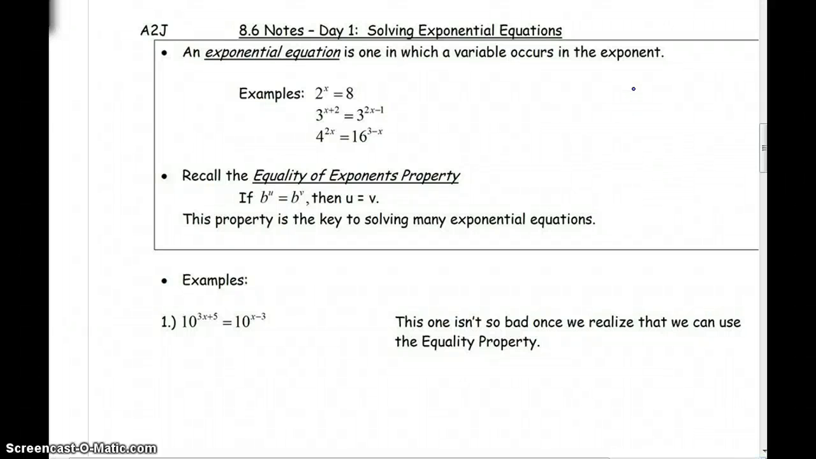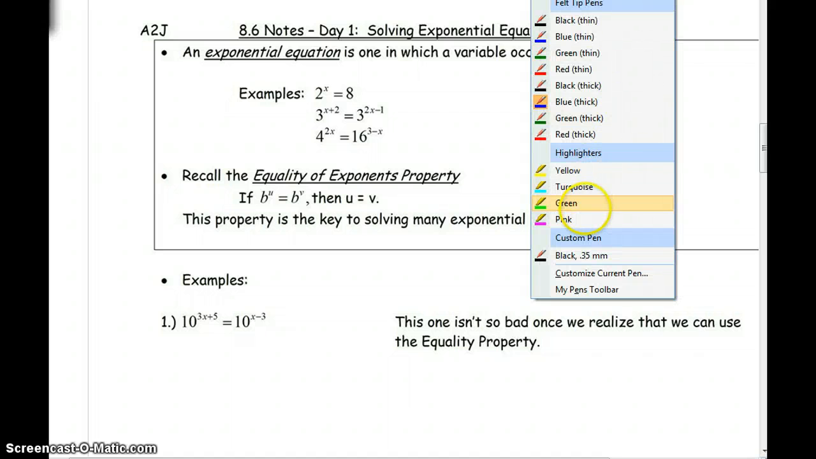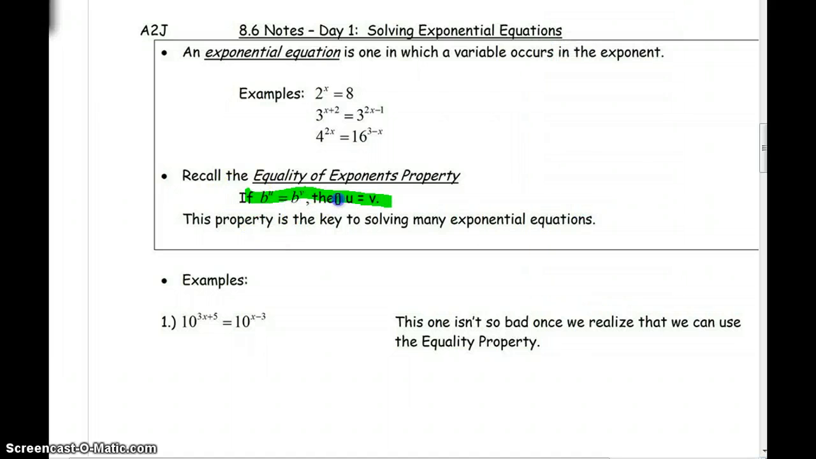For 8.6, we're going to spend 2 days on this section. We're going to be solving exponential equations. Really what we're going to focus on is what I'm highlighting right now. If we have an equation where a base raised to the u power is equal to the base raised to the v power, then those two exponents must be equal.